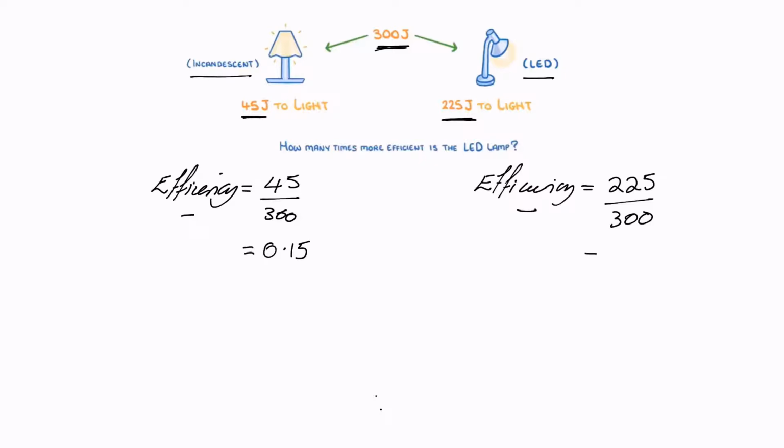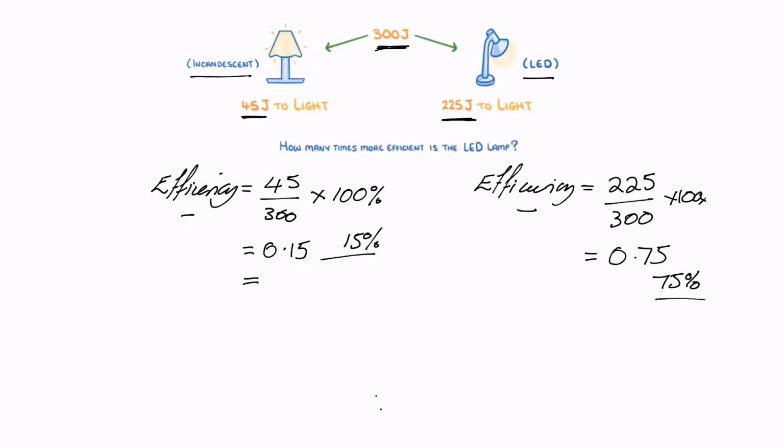For this one I get 0.75. Okay, so these are both in decimals. I could actually do them as percentages if I wanted to, because I can work out the efficiency as a percentage by just timesing by 100%. So if we do that on both sides, this efficiency is actually going to be 15%, and this efficiency is going to be 75%.